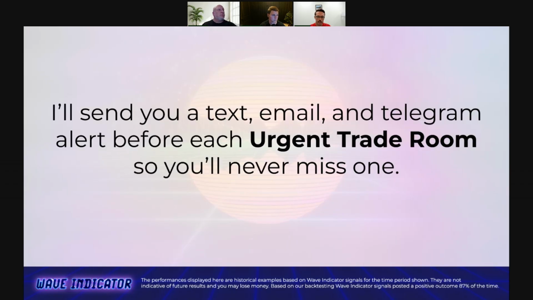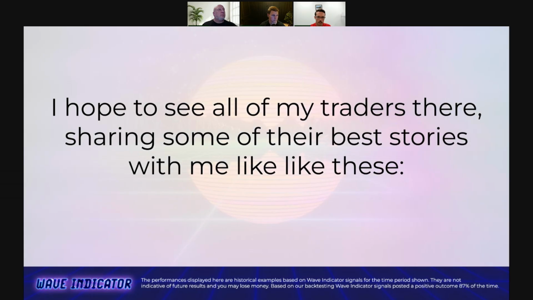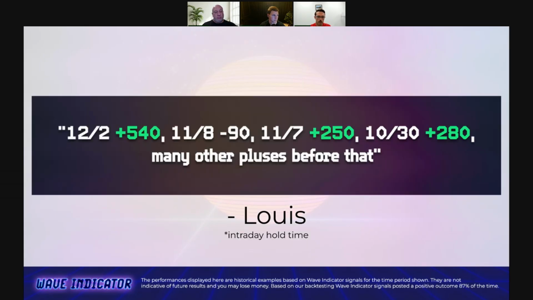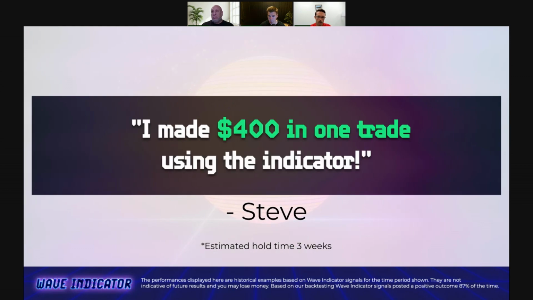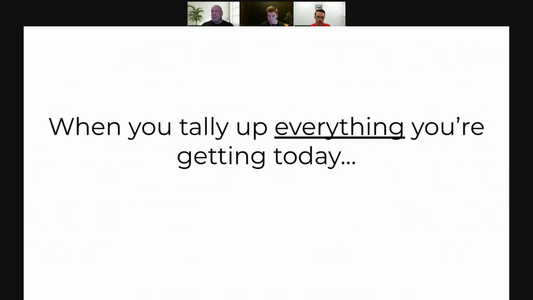Now, I'm going to send you a text, an email, and a Telegram alert before each urgent trade room, so you'll never miss one. I hope to see all of my traders there sharing some of their best stories with me, like this one from Lewis. Made $540 on December 2nd. November 8th, lost 90. The day before that, though, made $250. The week before that, made another $280, and many other winning trades before those. Eric said he's taken 3 trades, all winners, up $1,000 in 19 days. Steve made $400 in one trade using the indicator.